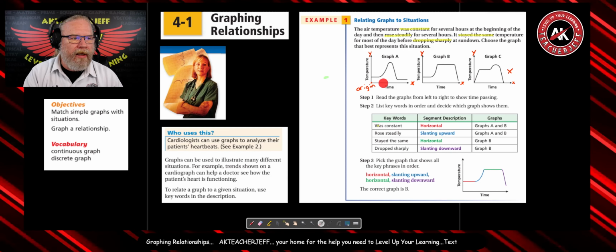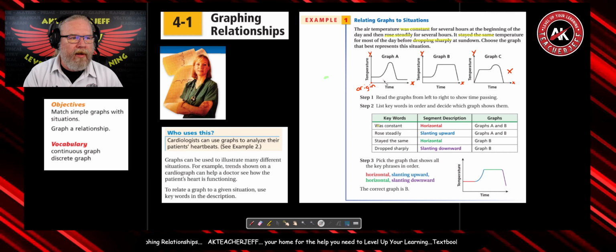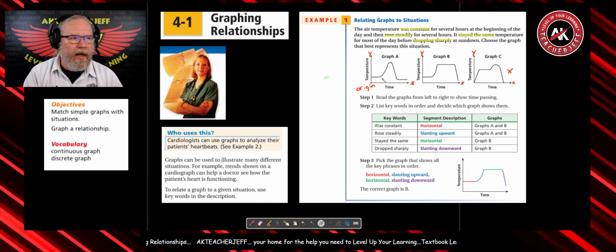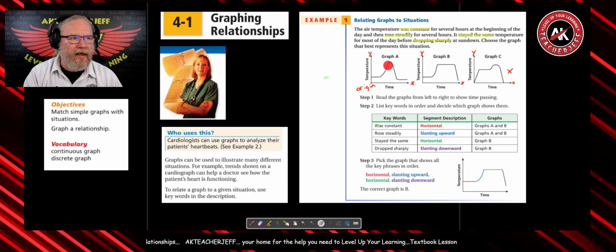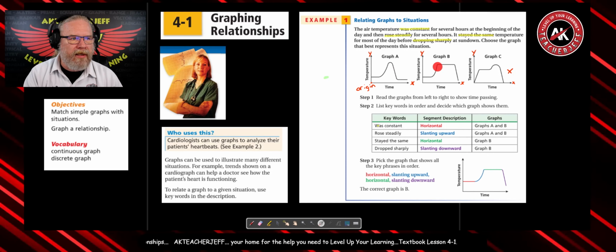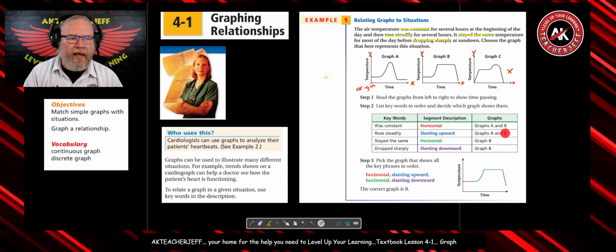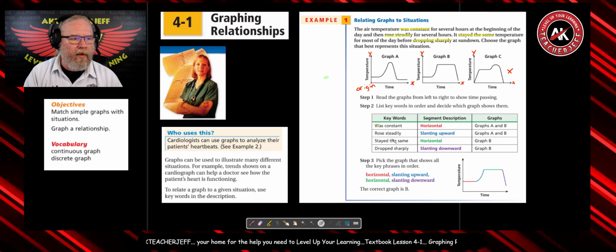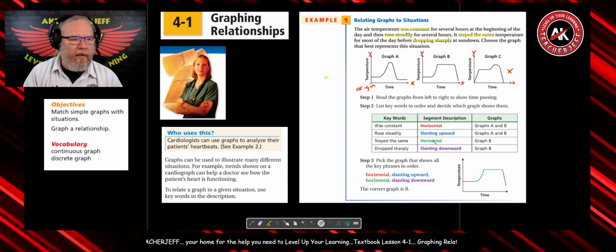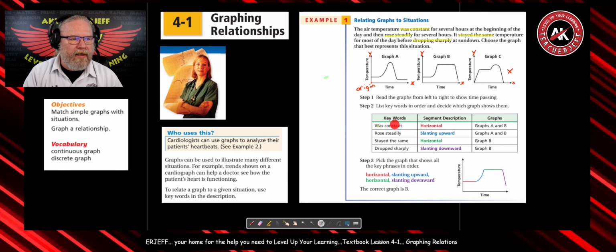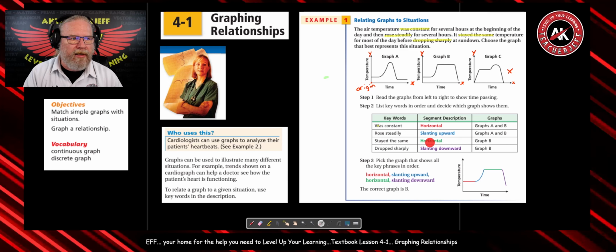So as time increases, we should see the temperature going up steadily. So we've got this up steady here and this up steady here. And we've already ruled out C, so it could be A or B still. Let's continue to look at our keywords here. Stayed the same is the same as being constant, so we should have another horizontal line.